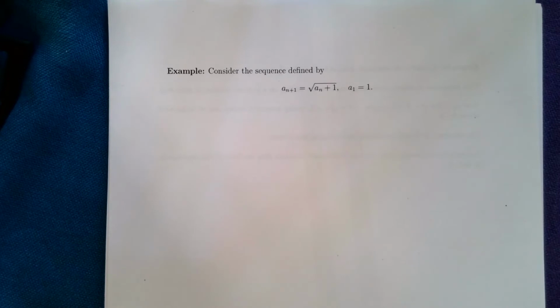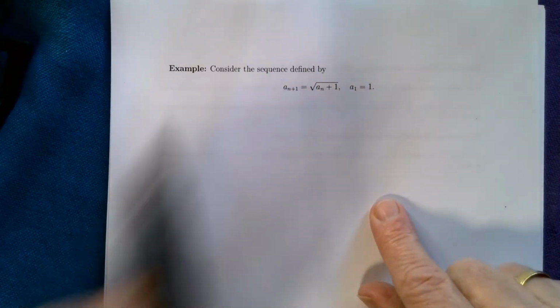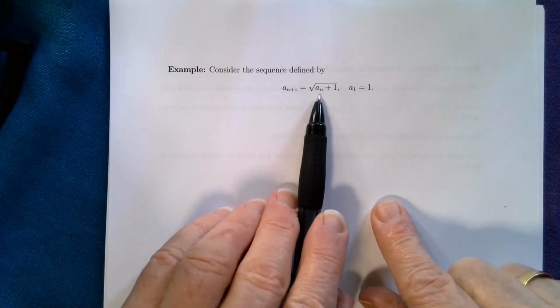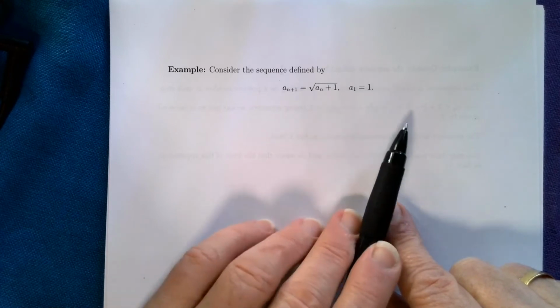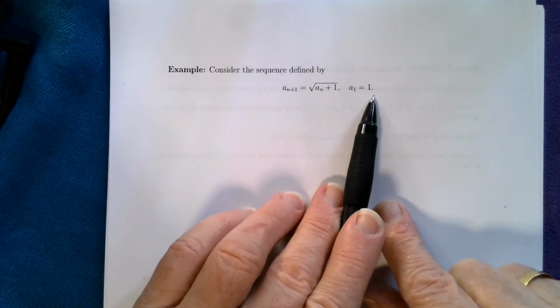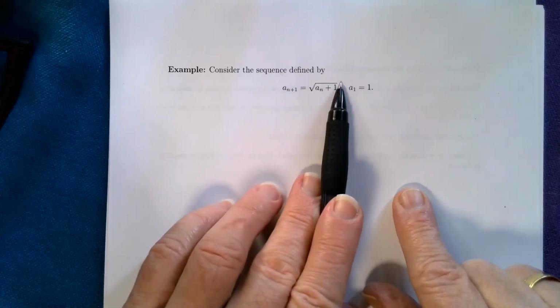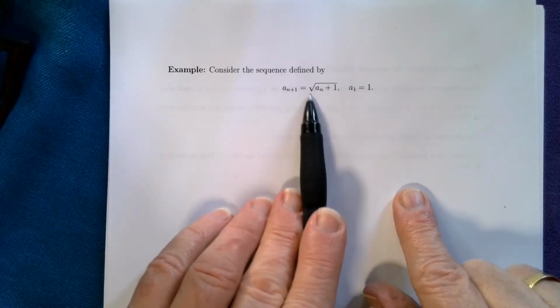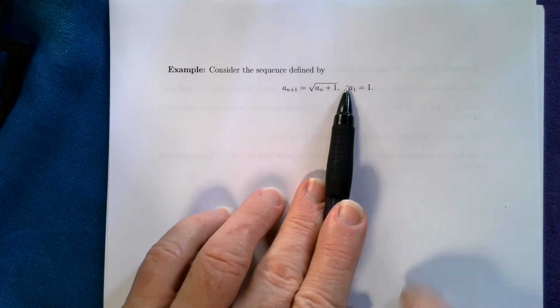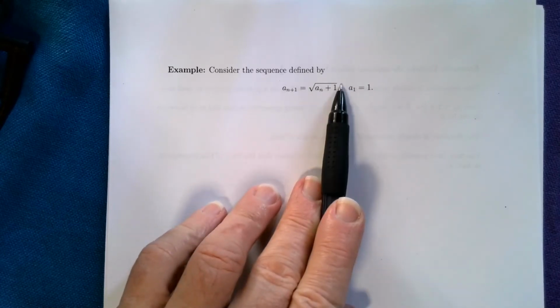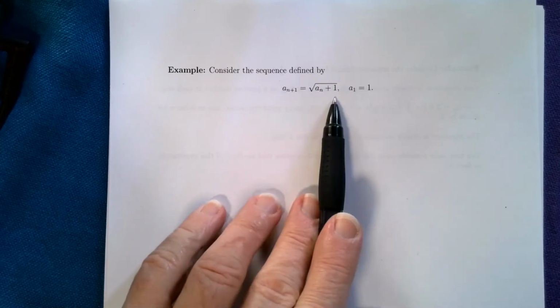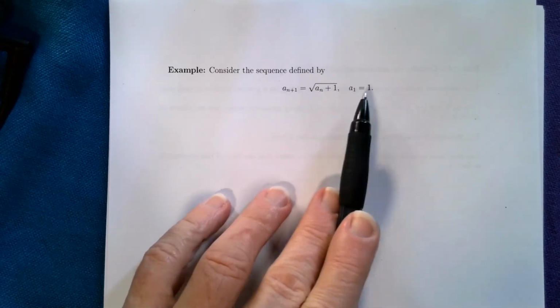I want to do a quick example now. This is a_(n+1) equal to the square root of a_n plus 1. So you start off at 1, and what you do is you add 1, push the square root button on your calculator. Add 1, push the square root button. Add 1, push the square root button. So what you're going to get is a sequence of numbers. You might like to take your calculator and actually do that.